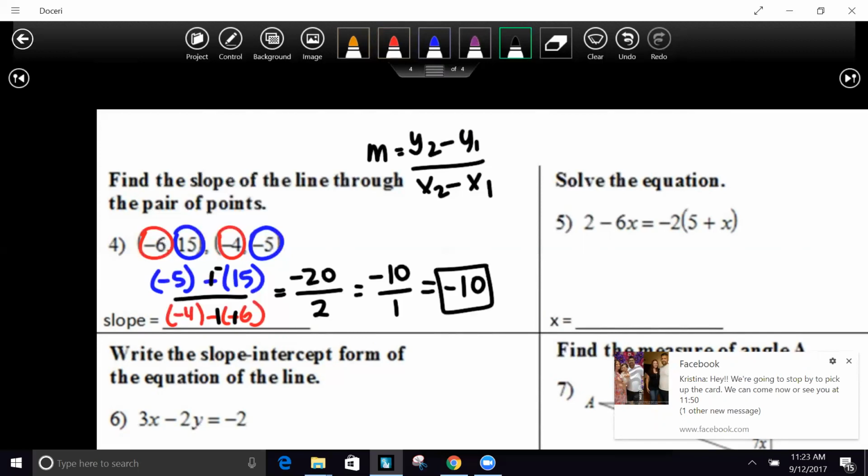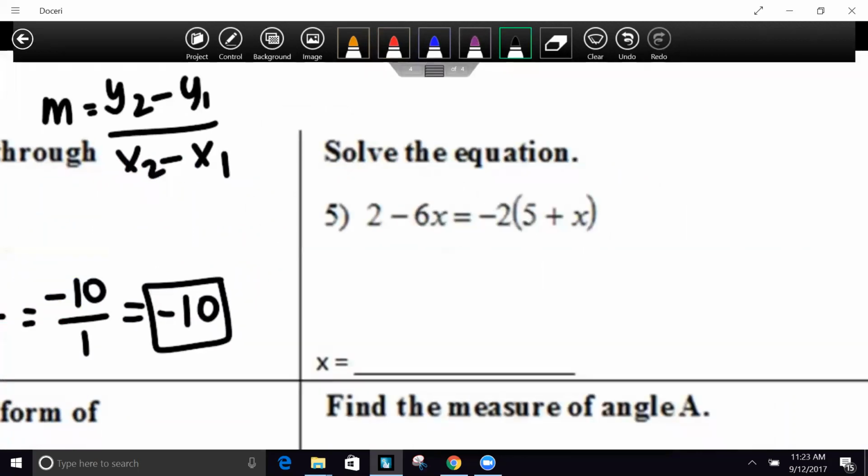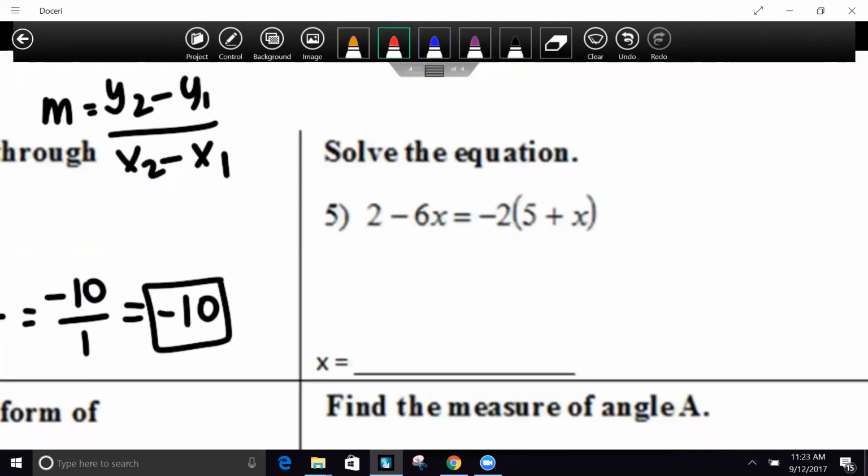Okay. For number 2, what do you think we have to do first? Distribute and solve. Distributive property gives me negative 10 minus 2x. This follows the do not call Mexico after midnight. So distribute.